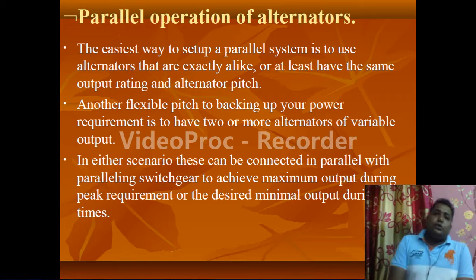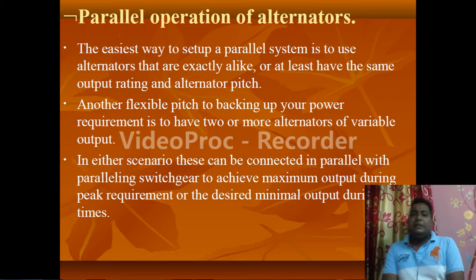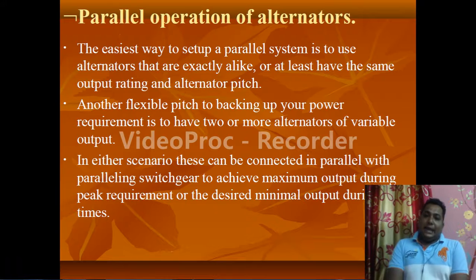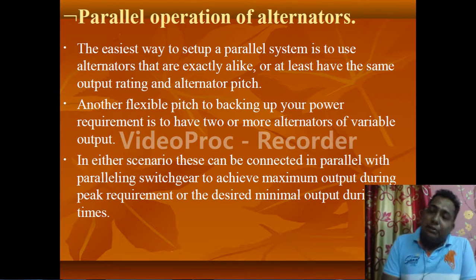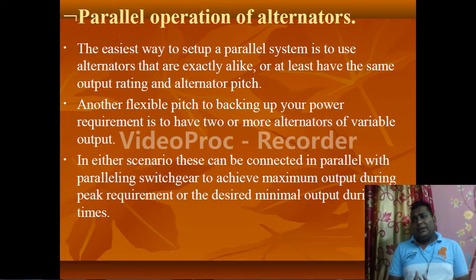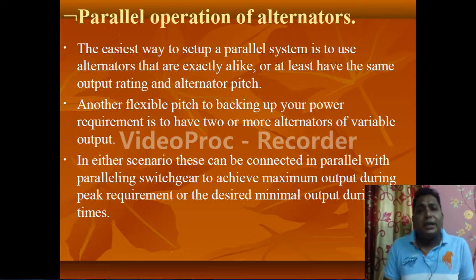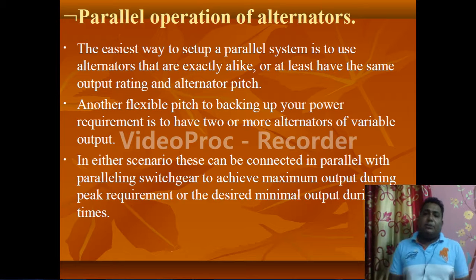Okay. So for parallel operation, the easiest way to set up a parallel system is to use alternators that are exactly alike, or at least have the same output rating and alternator pitch. So these are the points that we have to take into consideration when we are connecting two, three, or n numbers of alternators in parallel.